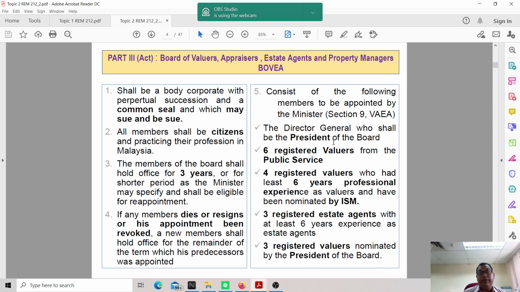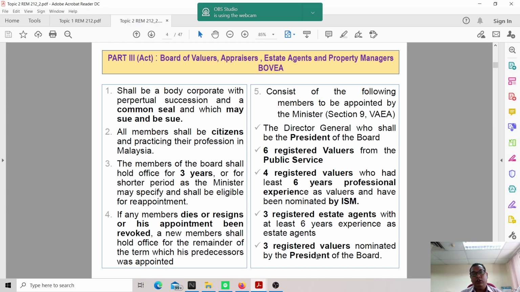And afterwards, we have 3 registered estate agents with at least 6 years experience as estate agents. So it's very important for our profession that we have these registered estate agents to help the board, whereby they can contribute their knowledge and experience in knowing the current situation relating to the profession. And another 3 registered valuers nominated by the president of the board.